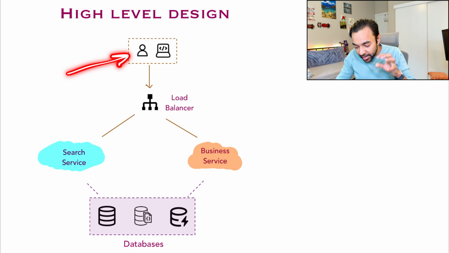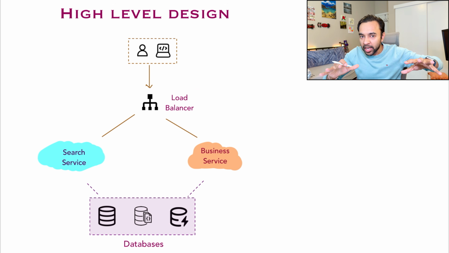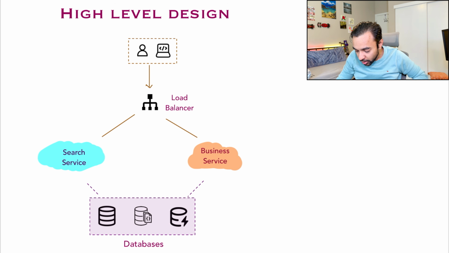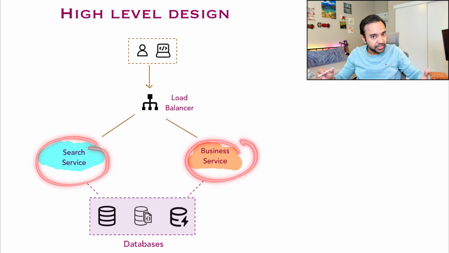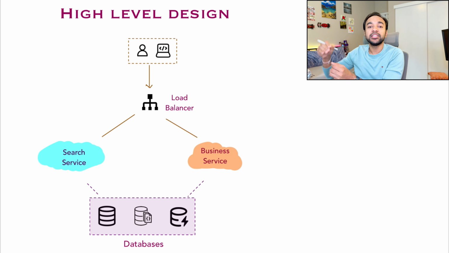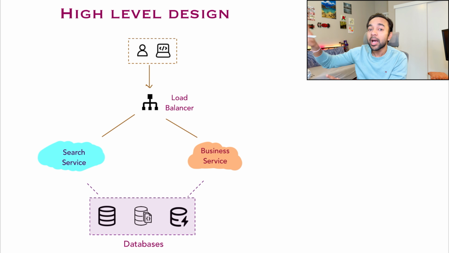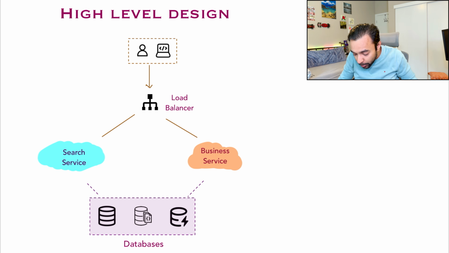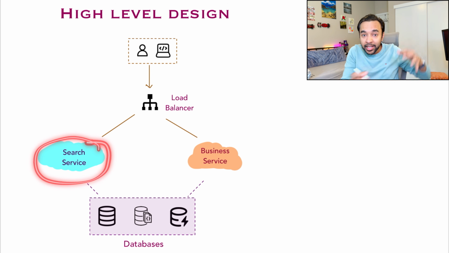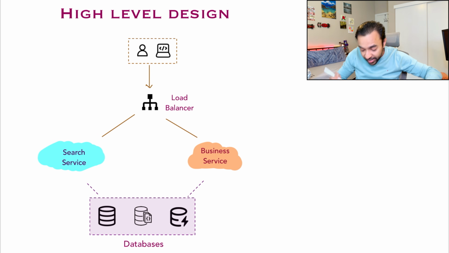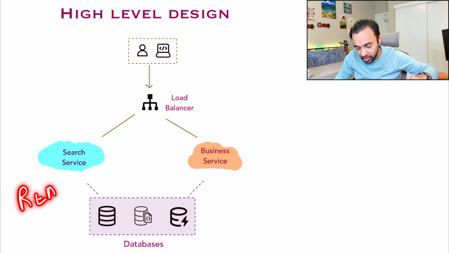You are over here and then you make a request to a load balancer. This load balancer will distribute the request to a business service or to a search service. A business service is something where you want to add or remove businesses. This is gonna happen very rarely when compared to the search service. This is where you are actually trying to query the businesses, and this is a very read heavy operation.